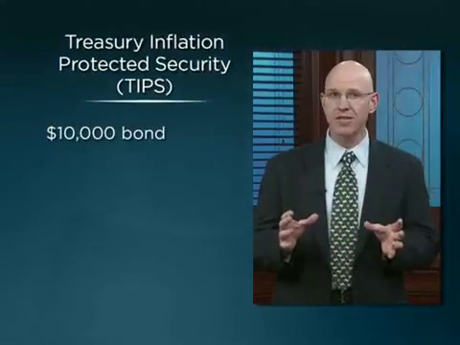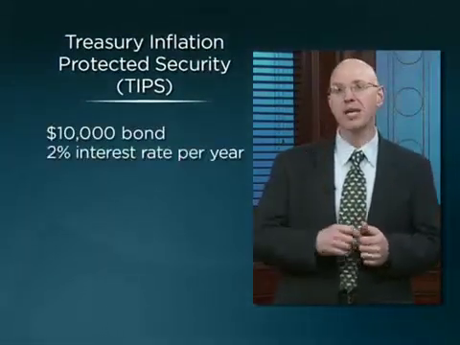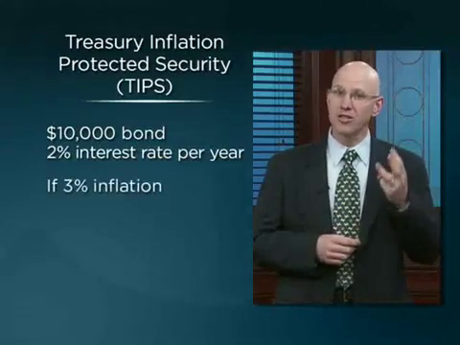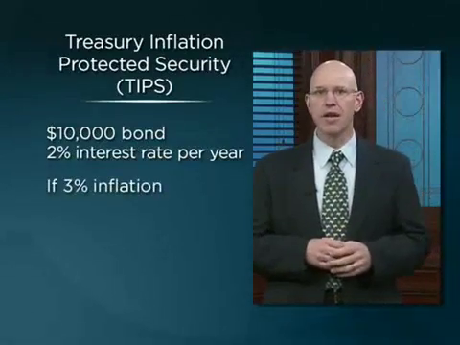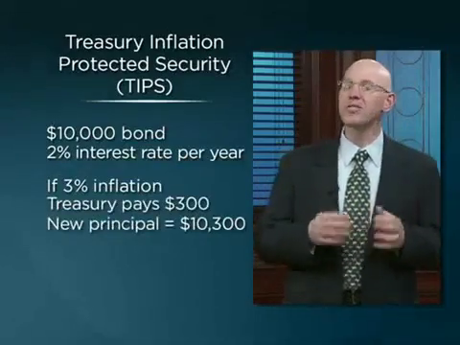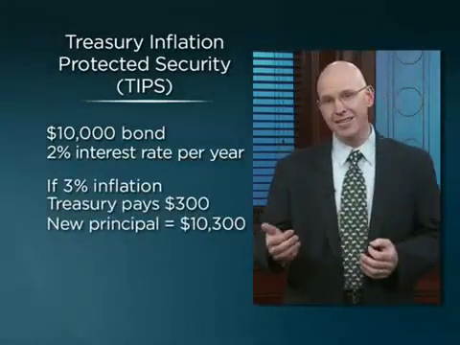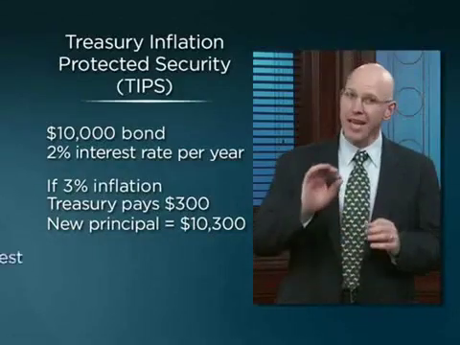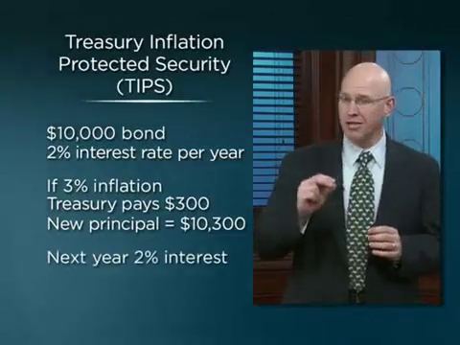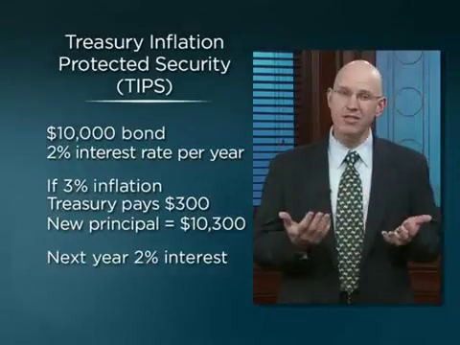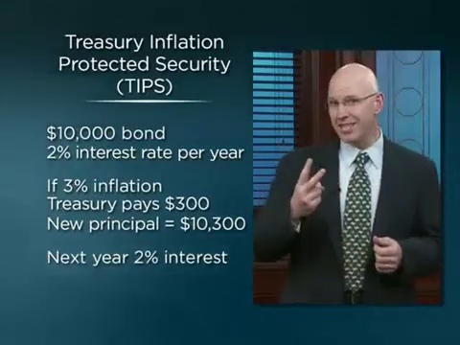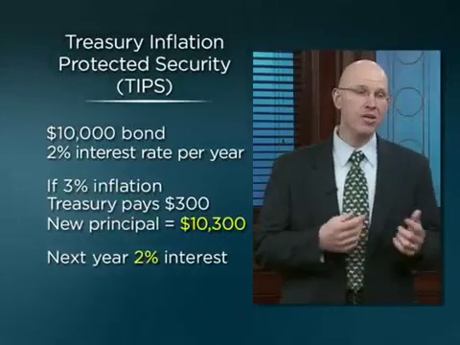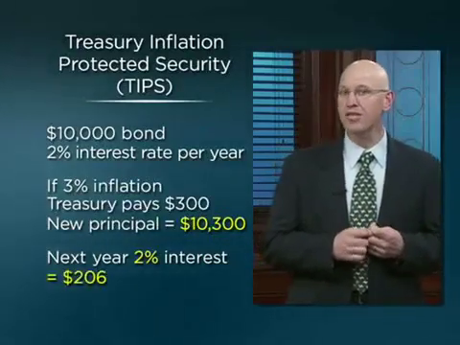Well, let me give you an example to show how this works. Suppose you buy a Treasury inflation-protected security with an initial principal value of $10,000, and the interest rate on the bond is fixed at 2% per year. If inflation is 3% over the course of the first year, then the Treasury marks up the principal on the bond to $10,300 at the end of the year. Then, during the next year, the Treasury pays you 2% interest based on the new principal of $10,300. So during the second year, you'll get 2% of $10,300, which is $206 in interest.